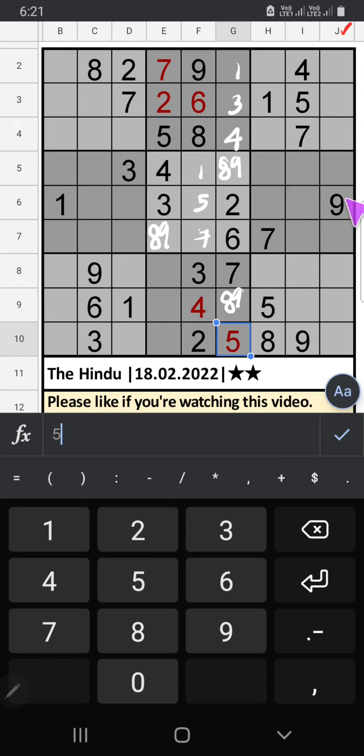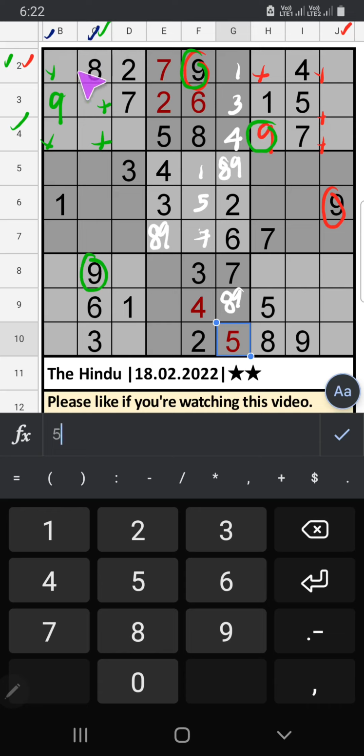Column J we have 9. So 9 can't come in these cells. The 2nd row also we have 9. So 9 can't come in this cell. Then 9 is confirmed here. In the 2nd row and 4th row we have 9. Column C also we have 9. So 9 can't come in these cells. The 9 is confirmed here.